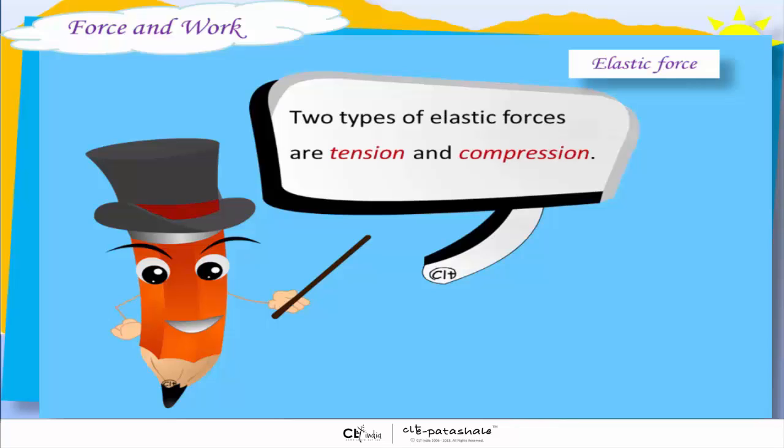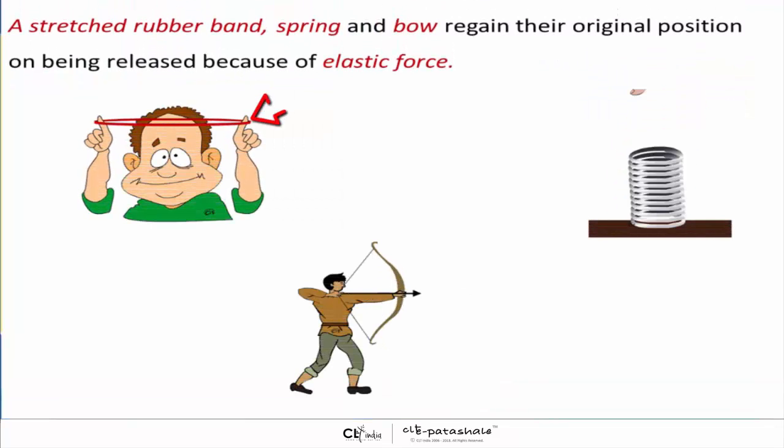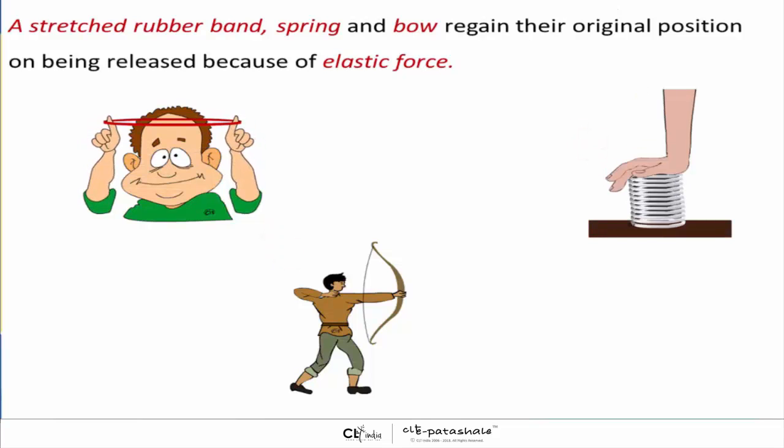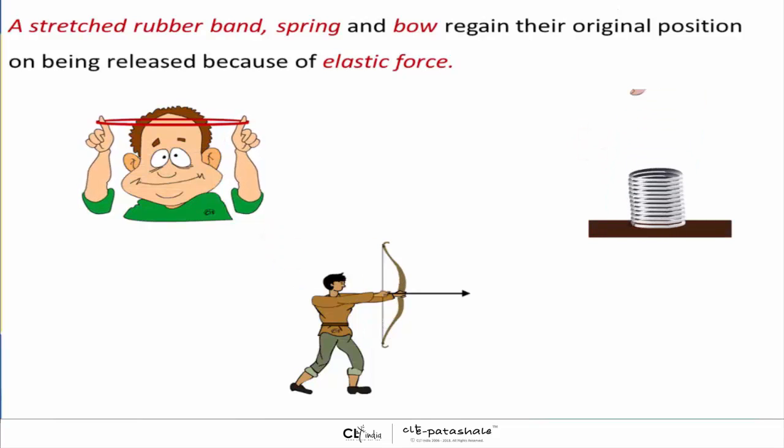Two types of elastic forces are tension and compression. A stretched rubber band, spring, and bow regain their original position on being released because of elastic force.